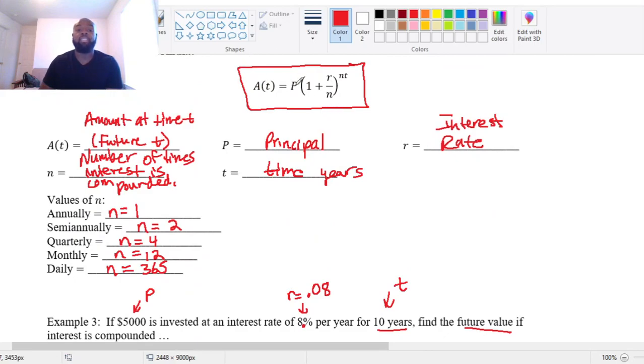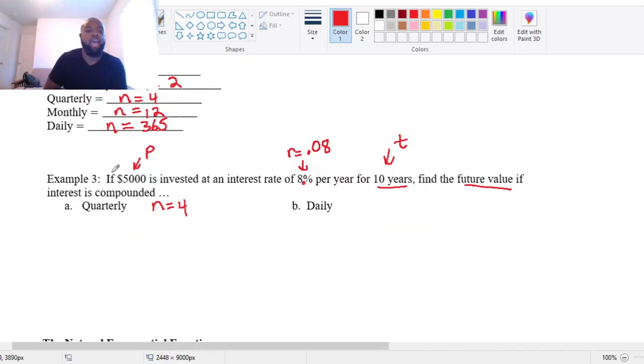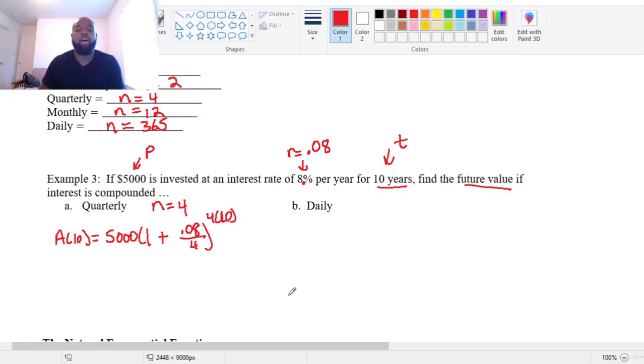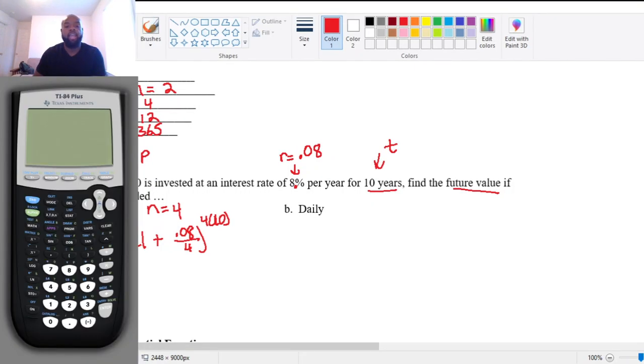So I'm going to place these values into my formula. I'm going to have A of 10 equals 5,000 times 1 plus my R over N, to the N times T power. Okay? And so what I'm going to do is I'm going to get my calculator and put those values into my calculator. So that's 5,000.